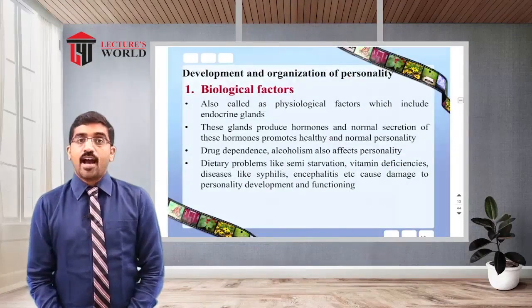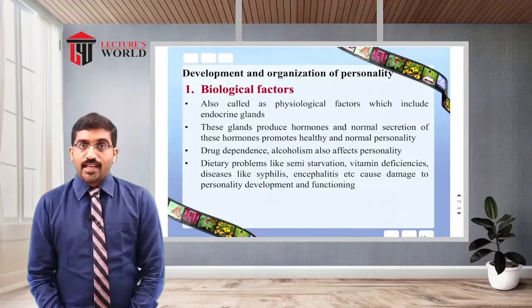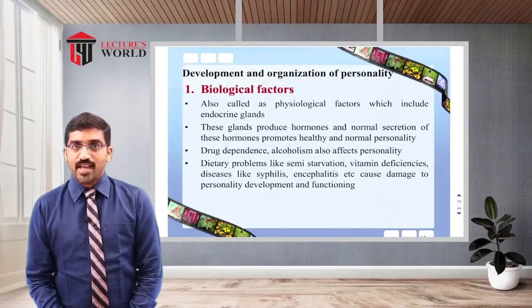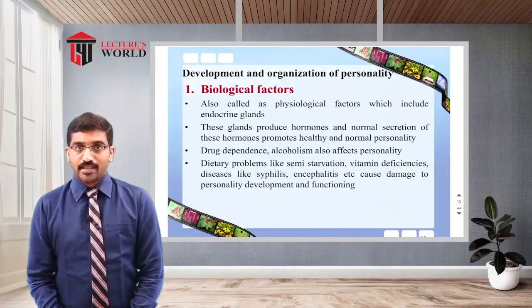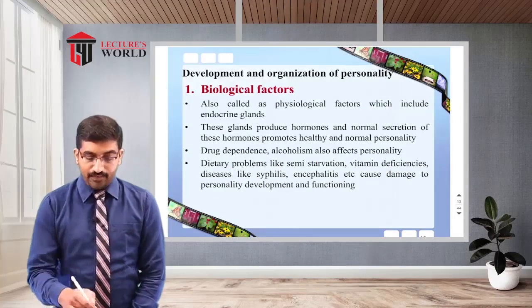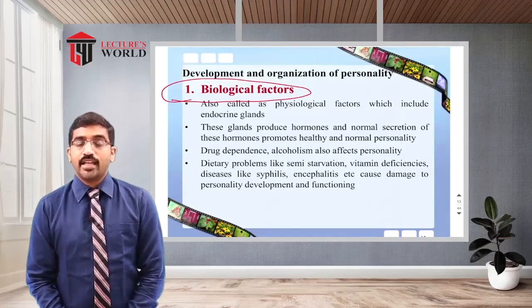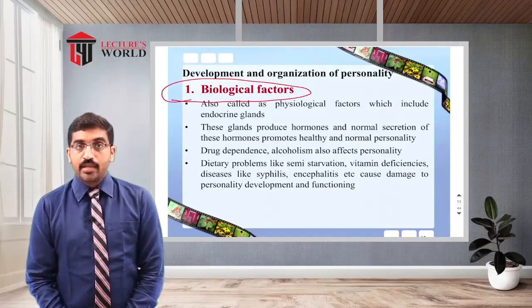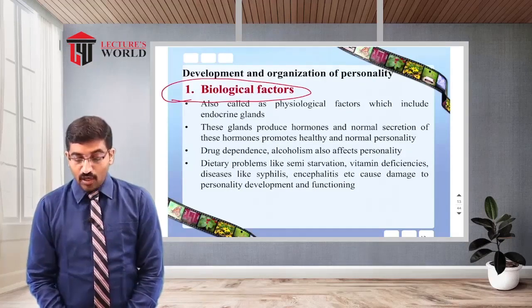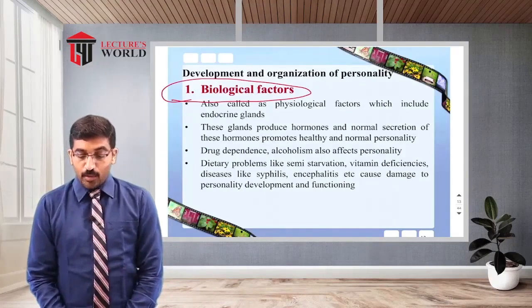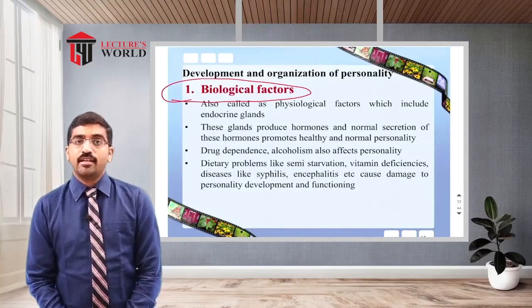Now we'll see how to develop personality. Is it in our hand? Can we develop personality, or can we organize personality? Yes, exactly. The first factor is biology. Biological means our body physiology, right? Maybe our endocrine glands, because these glands produce hormones, and normal secretion of these hormones promotes a healthy and normal personality.